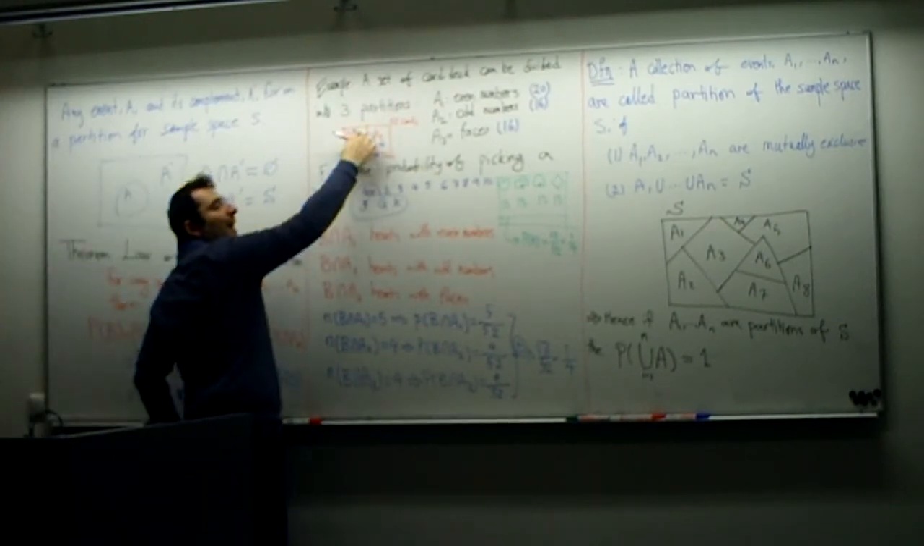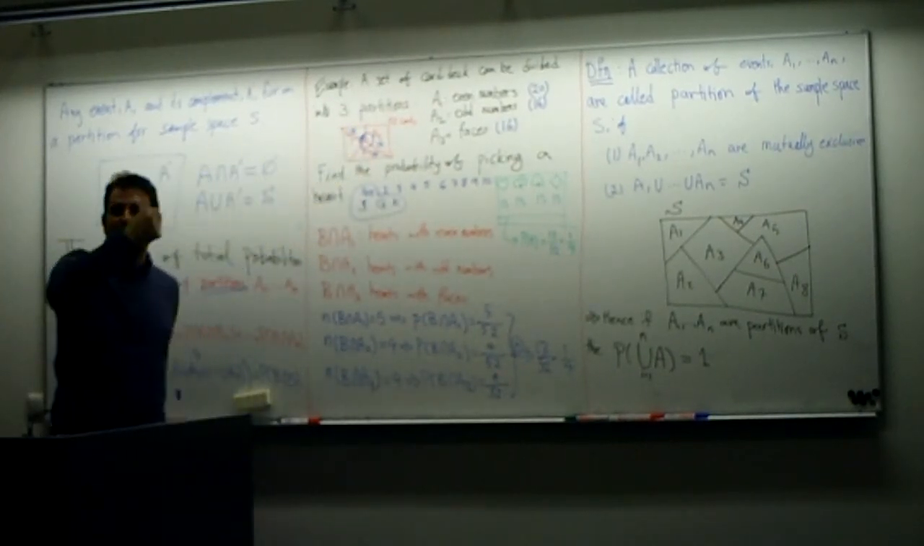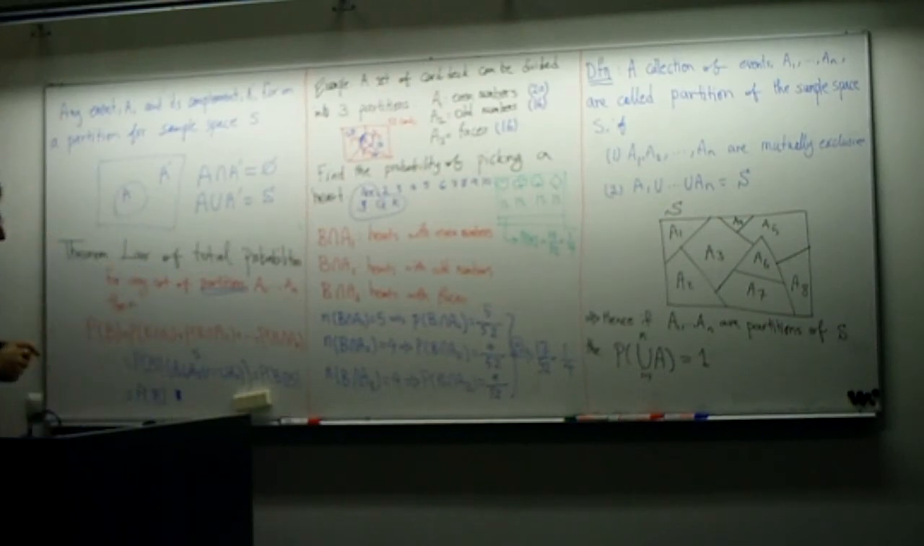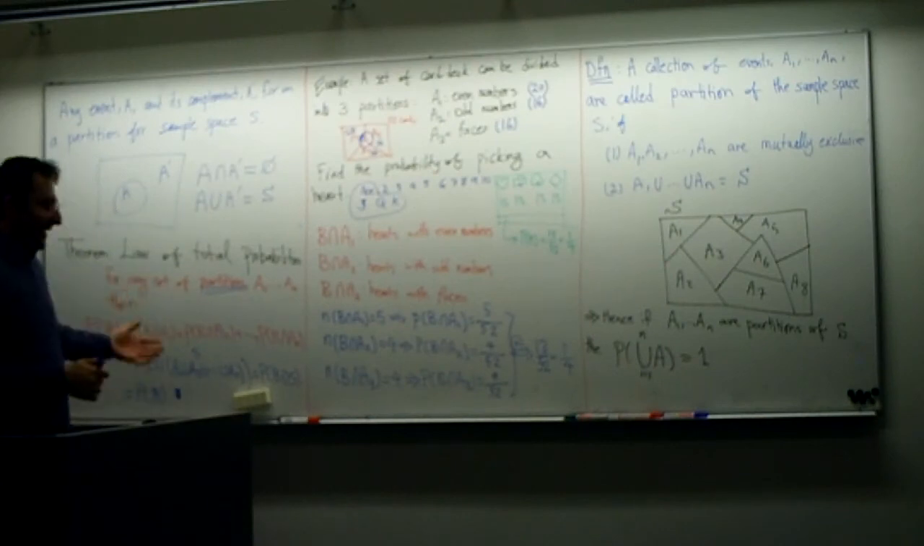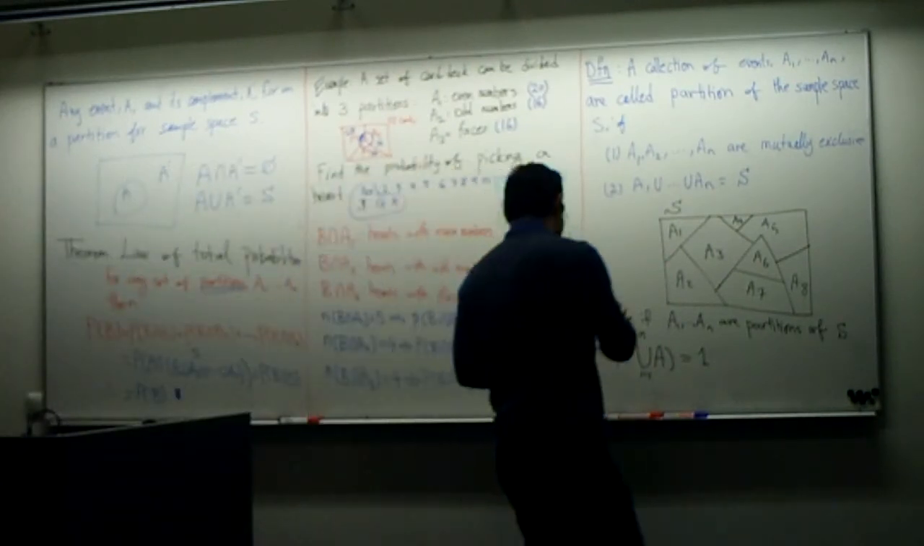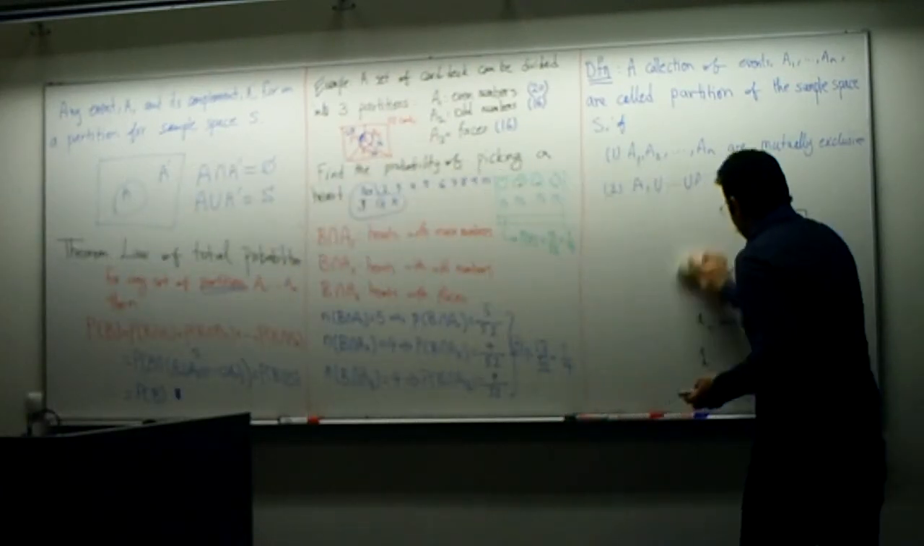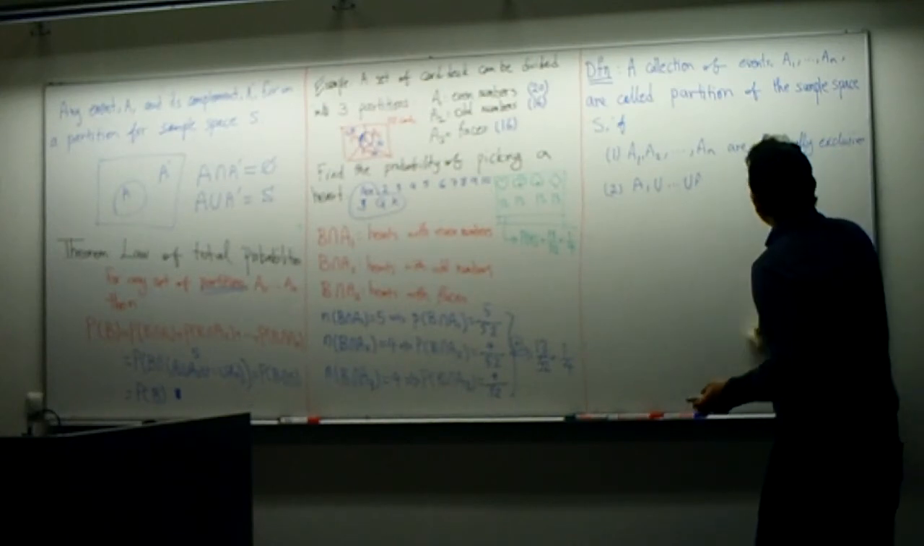What is the probability of A1? 20 divided by 52. Okay? Because this is a law, it shouldn't fail.